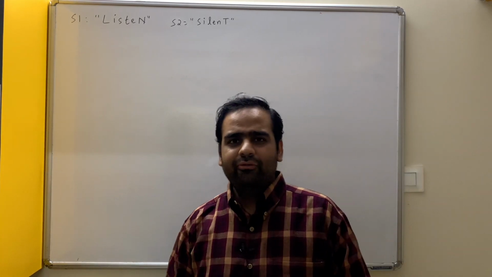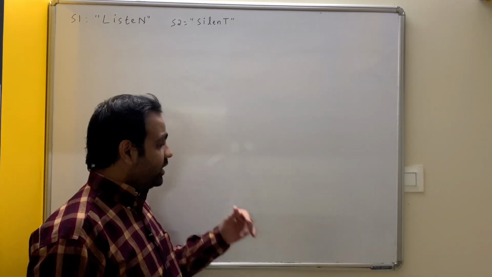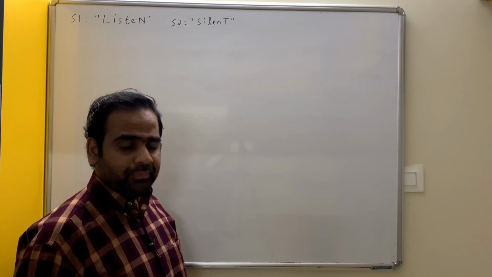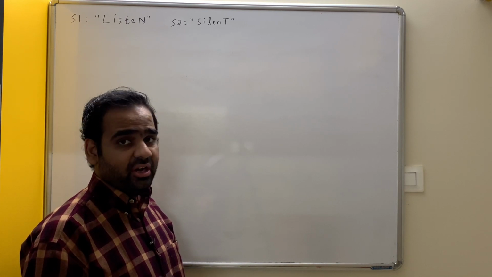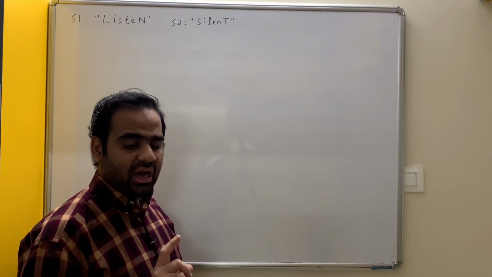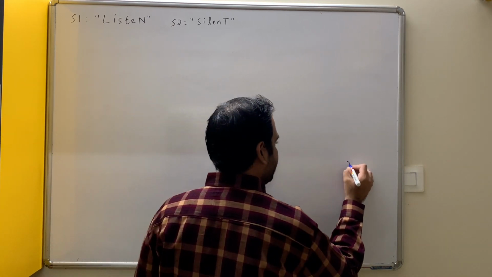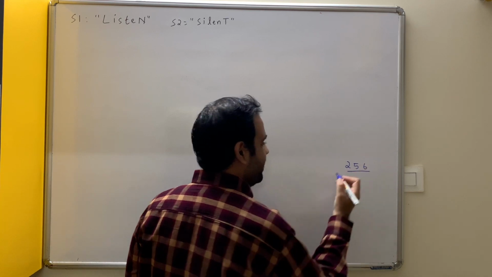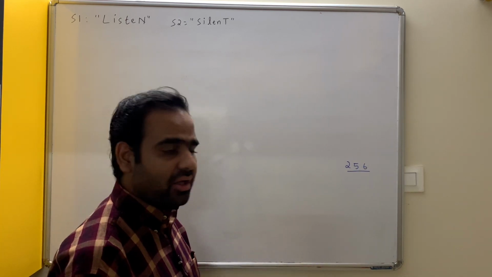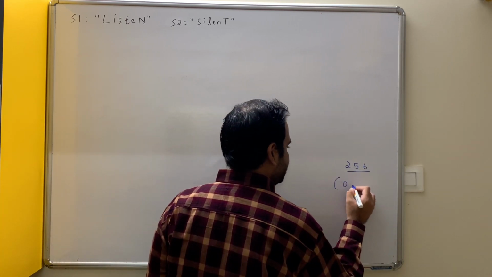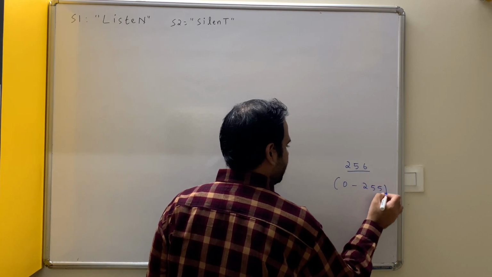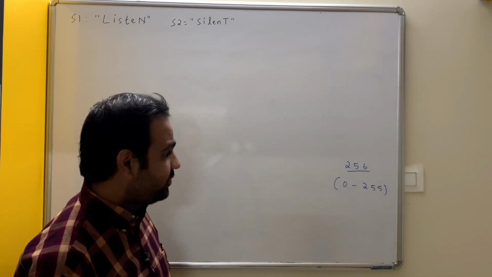Let us see how we form the bijective function over here. We know that each character is represented by an ASCII value, and there are 256 characters in ASCII. The ASCII value ranges from 0 to 255, so considering 0, there are 256 different characters.